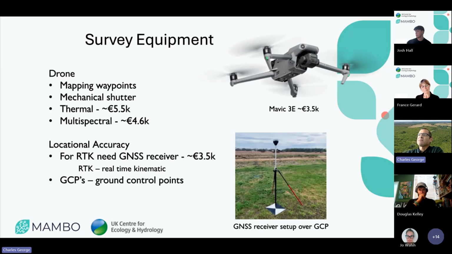For that, you'd need RTK, which is real-time kinematic, and that's within the drone. And then you also need a global navigation satellite receiver. And again, that's extra cost. Could be anything up to €3,500, but there are cheaper versions out there.